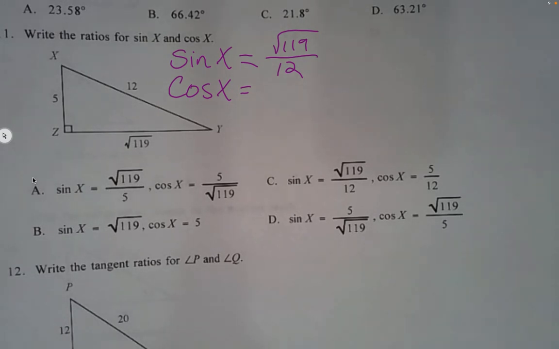Adjacent over hypotenuse. That's 5 over 12. So what's your answer on that one? You didn't have to do decimals. You should just leave them that way. It just wants a ratio. That means it wants it written as a fraction. I will write this on the board for tomorrow.